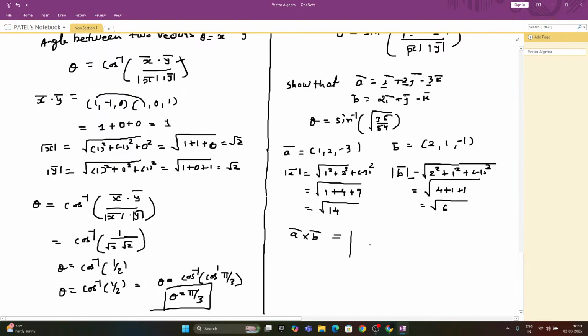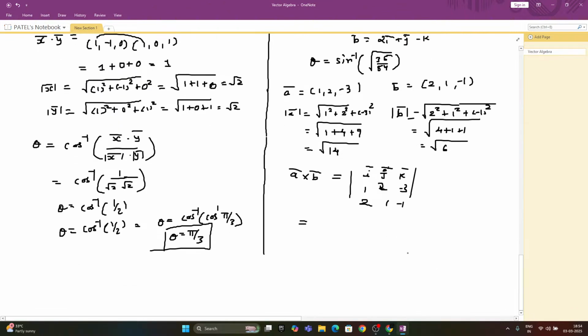Next level, we have to find out the cross product I, J, K. So that for I, 1, 2, A bar, 1, 2, minus 3, and 2, 1, minus 1. So I am going to solve this. I, 2, minus 3, 1, minus 1. Minus J, 1, 2, 1, 1, minus 3, 2, minus 1. And plus K bar, 1, 2, 2, 1.